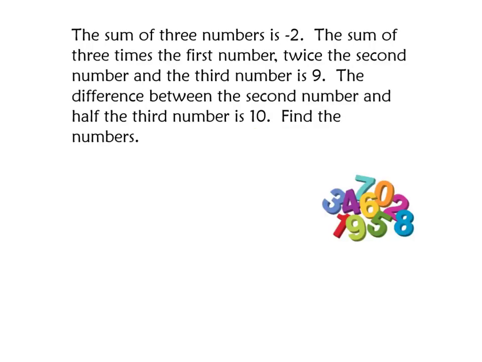For this first example, it says the sum of 3 numbers is -2. So right away, I know I'm going to have 3 variables. I'm just going to use x, y, and z. Sum means we should add. So I'm going to add these 3. Remember, is means equals, so x plus y plus z equals -2. So there's my first equation.